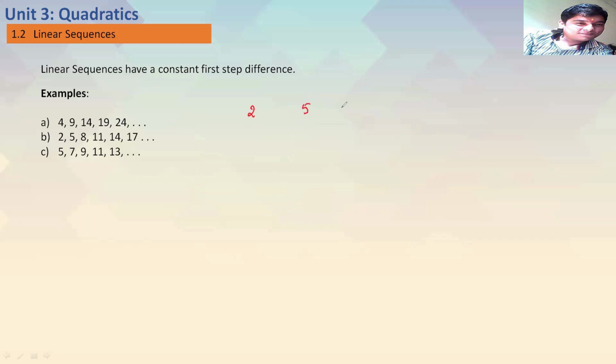2, 5, 8, 11, 14, 17. Come on. What are the differences? First step difference. Come on. 3. 3 plus 3. Okay. Next, plus 3, of course. And plus 3, and plus 3.